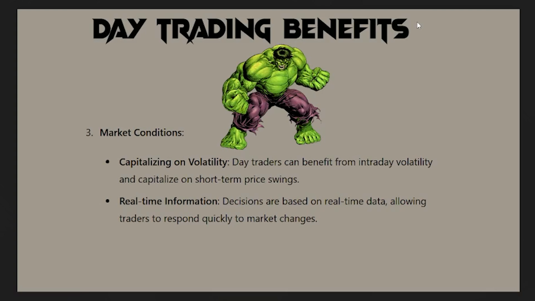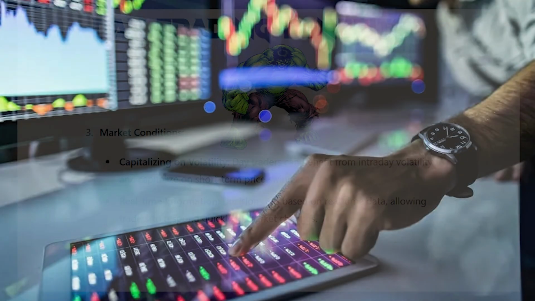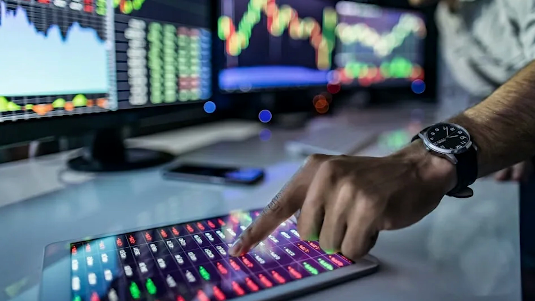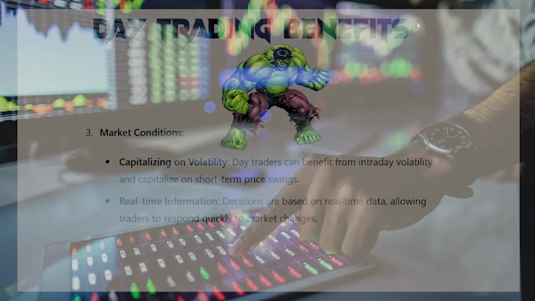Real-time information. Decisions are based on real-time data, allowing traders to respond quickly to market changes. So you've got to be able to pivot. Day trading is not the game where you want to be down more than 10 or 15% and start crossing your fingers and hoping. No, get out. Get out. And even when you are up 10, 15, 20%, you better start scaling. You better start trying to get out, slowly exiting your positions. All right.